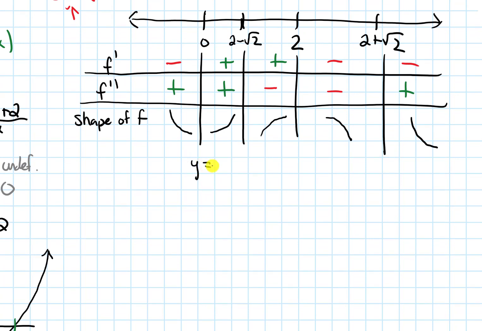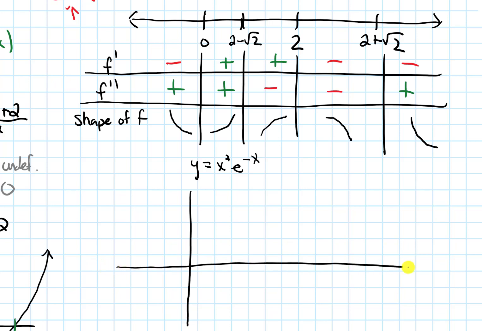So I'm going to draw the graph of y equals x squared e to the negative x. And I'm going to try to line my x-axis up with these tick mark points: at 0, at 2 minus root 2, at 2, and at 2 plus root 2. One thing that'll be helpful is if I plug in x equals 0, the y value is going to be 0. So 0, 0 is a point on that graph.